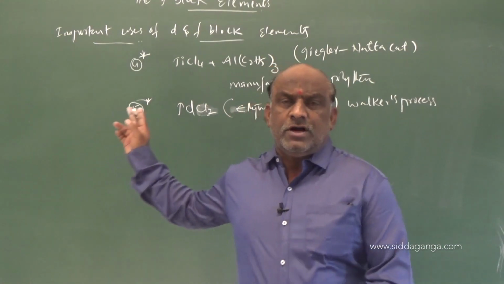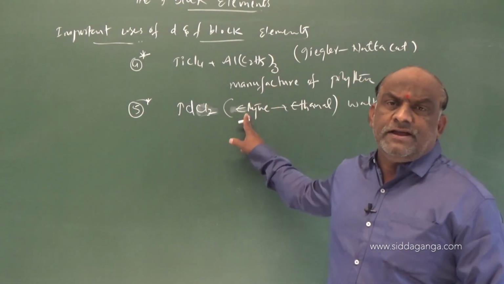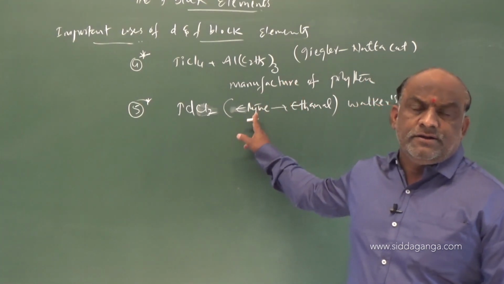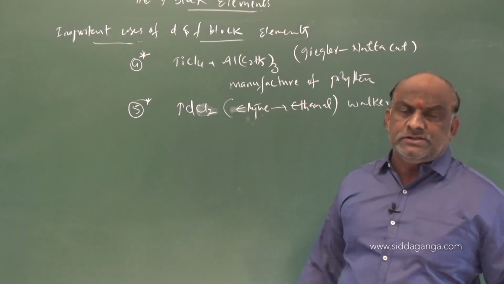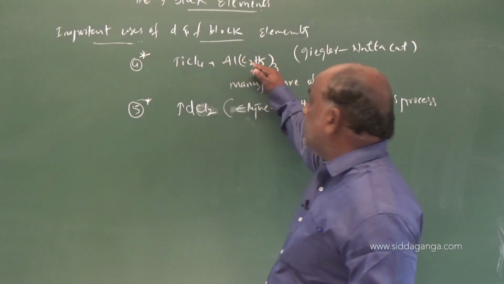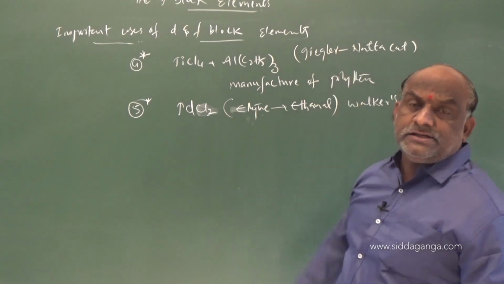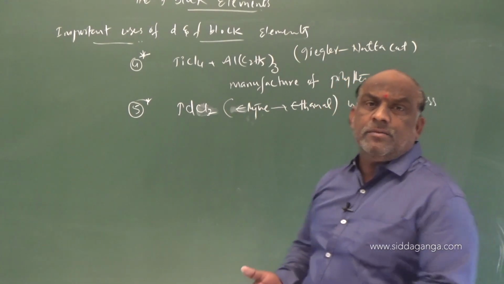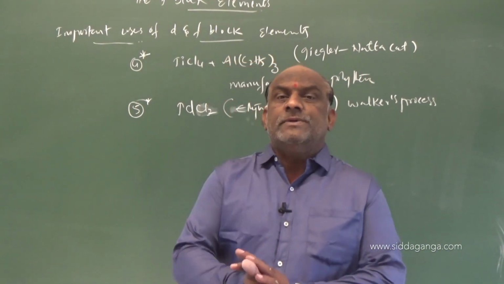What will be the use of the Wacker process? Wacker's process can be used for conversion of ethyne, an alkyne, to aldehyde. Palladium chloride is used in Wacker's process, and titanium tetrachloride and triethyl aluminum is said to be Ziegler-Natta catalyst, which is used in the manufacture of polythene. Polythene is used as papers, polythene covers, different types of plastic materials.